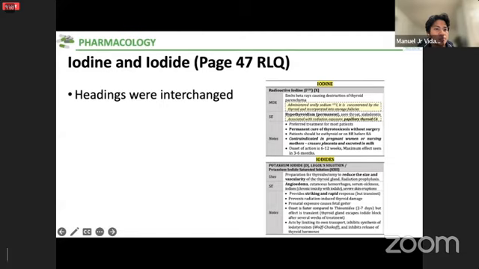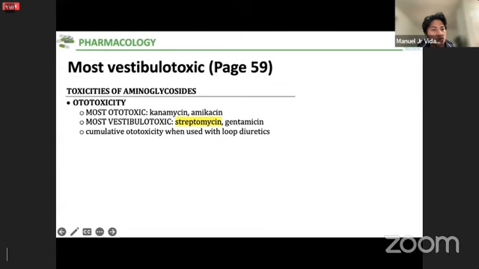Iodine and iodide in page 47, right lower quadrant. The headings were just interchanged, so please make that note. Next would be for toxicities of aminoglycosides in page 59. In your previous version, the most vestibulotoxic drug would be tobramycin, but in Katzung, I think Dr. Rodriguez says that streptomycin is the correct one instead of tobramycin.